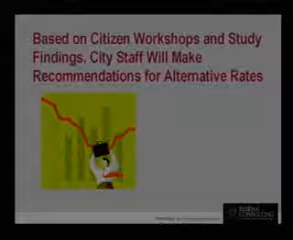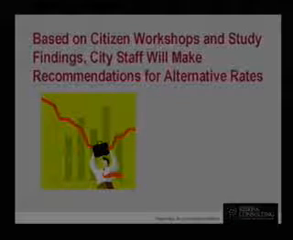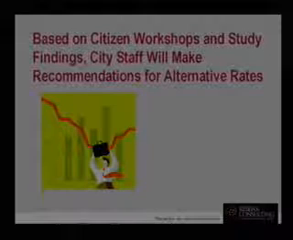So based on the feedback, as I mentioned, we would come back with a proposed financial plan as well as alternative rates that would be designed to accomplish a number of objectives. They may have to deal with affordability, with conservation, with revenue stability. And through the process that we are proposing, working with the Citizen Committee, we would identify those objectives that are most important to the community and then design a plan that is tailored to meet those objectives.